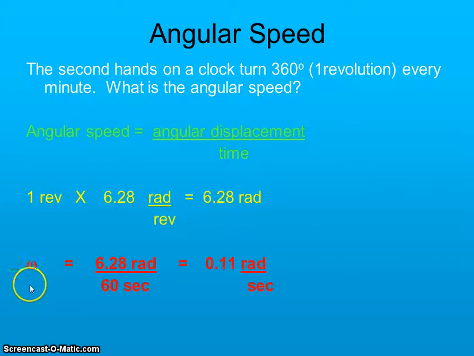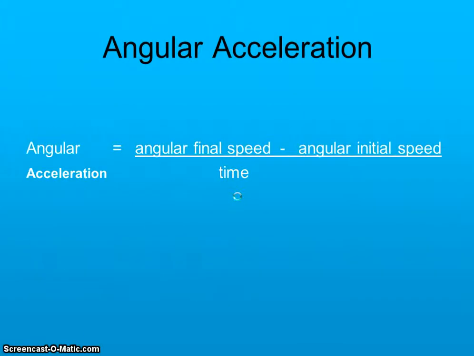Okay, so if we want to find angular speed now, we need to take our angular displacement. That's what you have in radians, so put that 6.28 radians there. We're talking about every minute, which we know is 60 seconds, and we're going to divide 6.28 by 60. That gives us 0.11, and then we just carry our units right over: radians per second. And that's how you find angular speed. The key thing to remember is angular displacement needs to be in radians. Now what about angular acceleration?